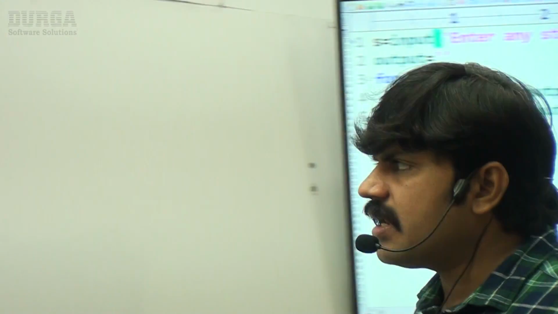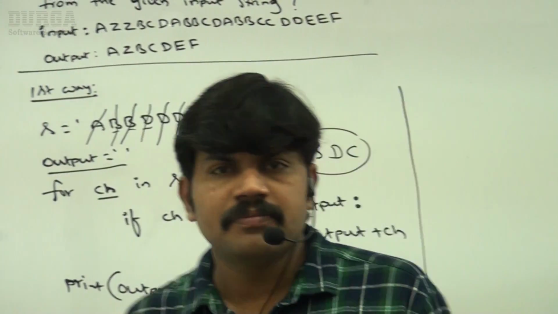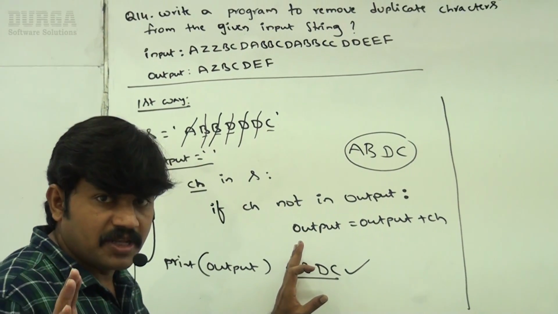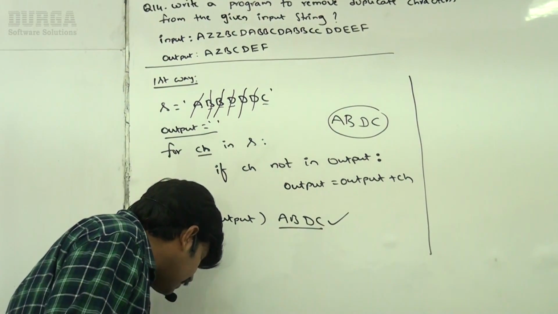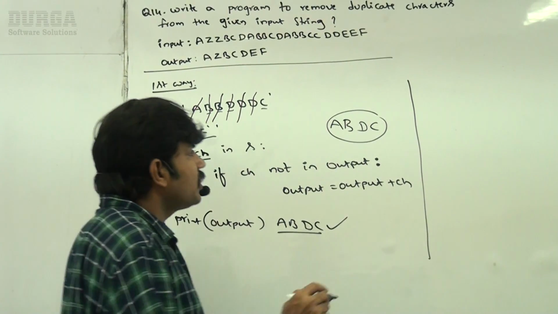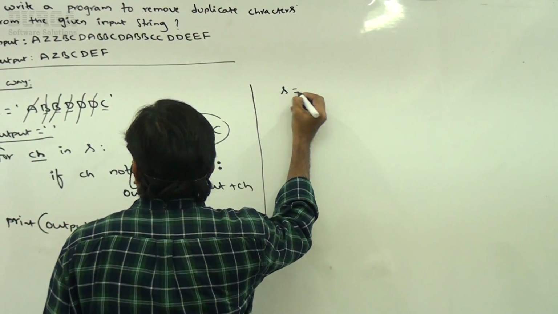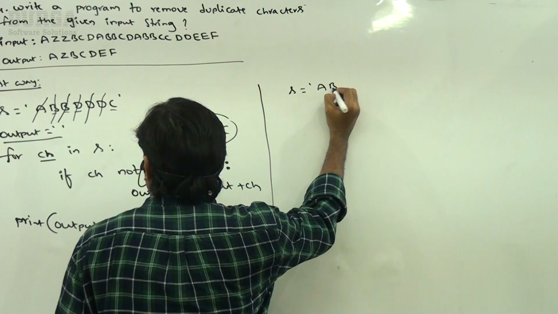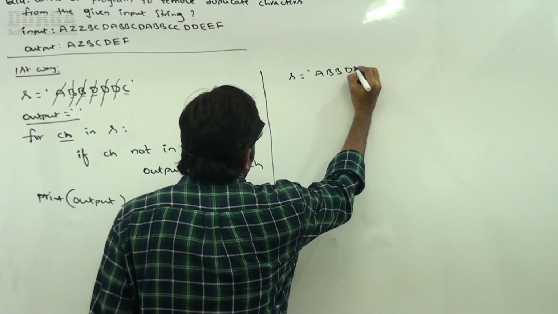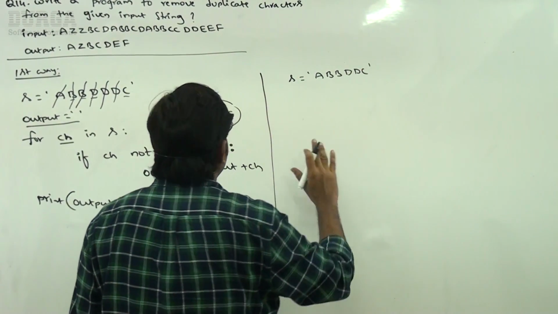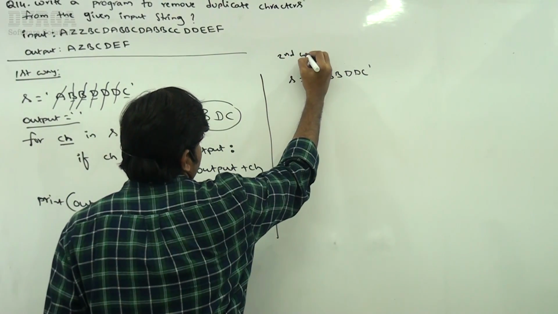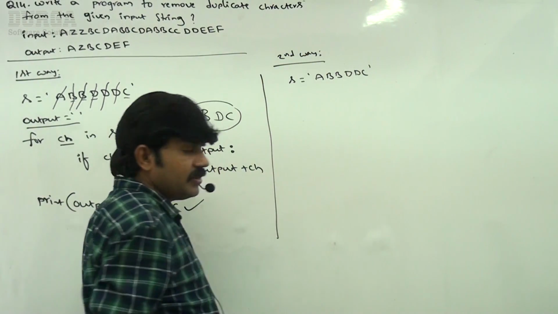But there is another way also. That way is, of course, the simplest way, sir. What is the other way? Very simple, sir. Assume S is equal to A, B, D, C. This is the input, sir. This is the second way I am taking.